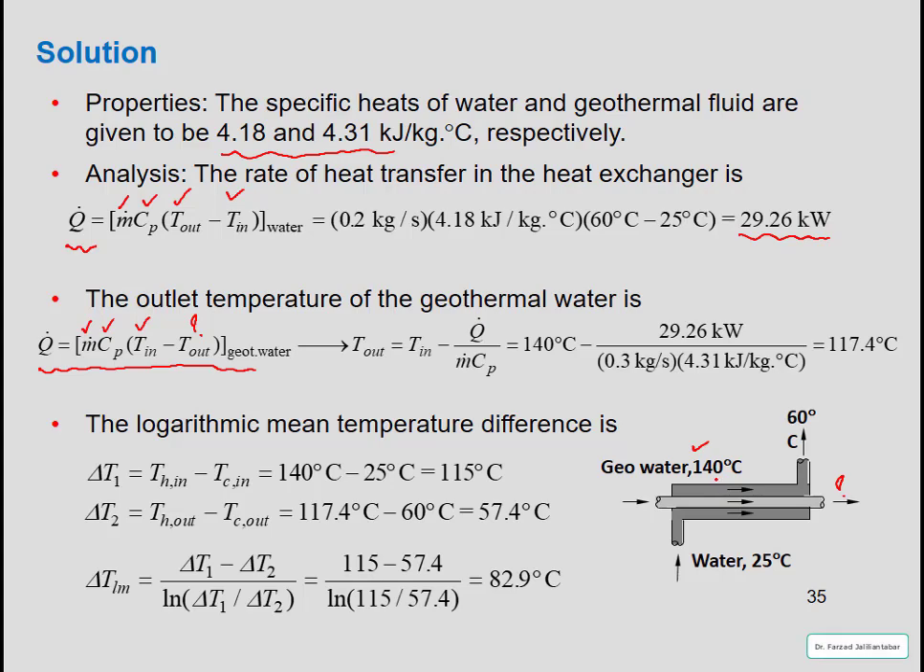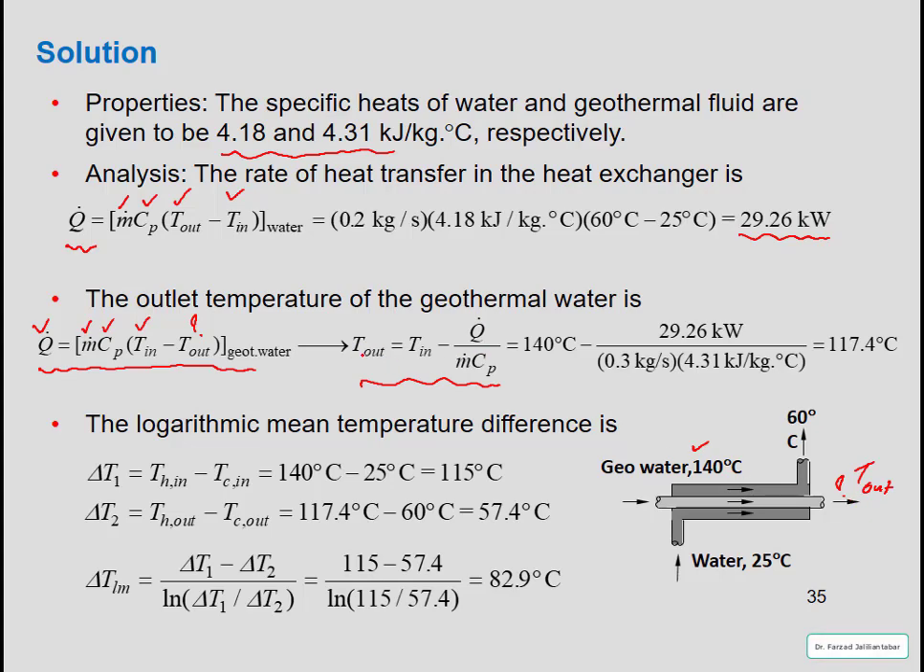By this assumption, we can imagine that Q dot for the hot water, the geothermal water, is equal to Q dot for the cold water. All of the rate of heat transfer to the cold water is equal to the rate of heat transfer from the geothermal water. We also know the Q dot, which is 29.26. Then by rearrangement, we can find this equation, which is rearranged to find the T out, or the temperature of the geothermal water at the output.